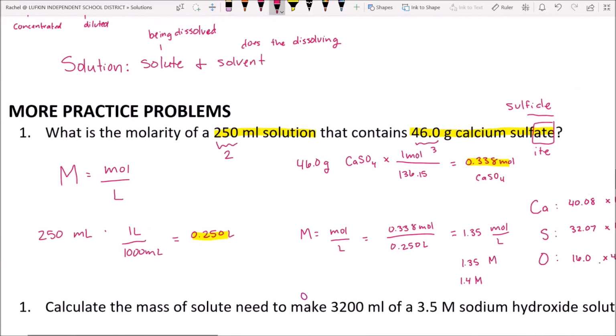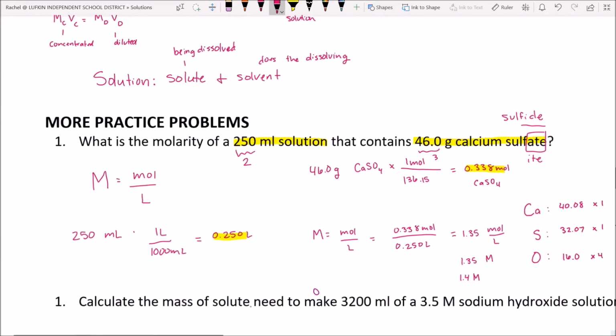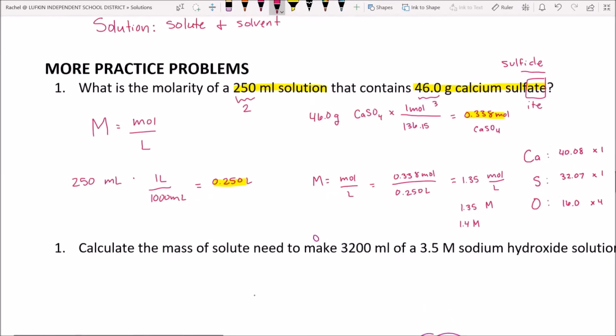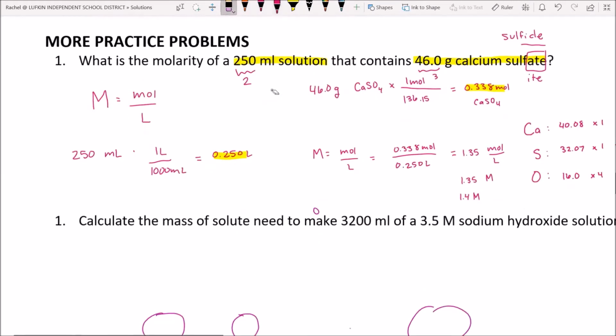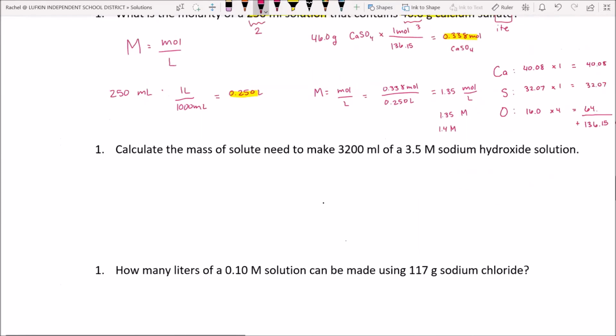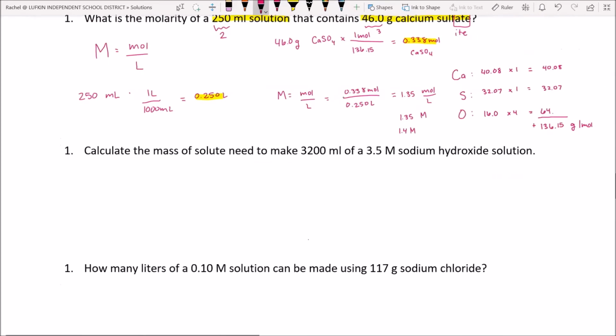Okay, so we just converted grams to moles and then divided moles by the liter amount once we converted milliliters to liters. Any questions on that one? Okay, let's read the next one and see what equation we think we should use. Calculate the mass of solute needed to make 3,200 mL of a 3.5 capital M sodium hydroxide solution. So what equation should we use?